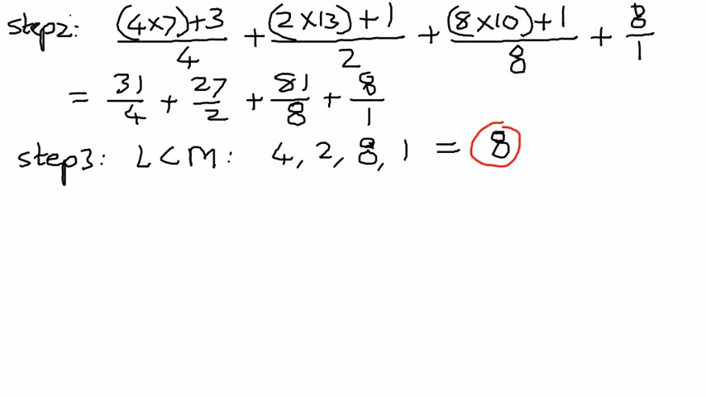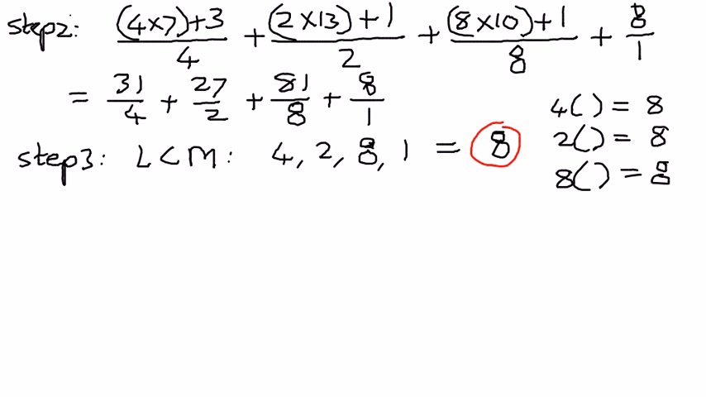So if we were to write it out, we can write it out in this manner. I'm going to write here: 4 times what number is equal to 8, 2 times what number is equal to 8, 8 times what number is equal to 8, and 1 times what number is equal to 8. So we know 4 times 2 is 8, 2 times 4 is 8, 8 times 1 is 8, 1 times 8 is 8. So we have the numbers, therefore we can now find the common denominator for these.